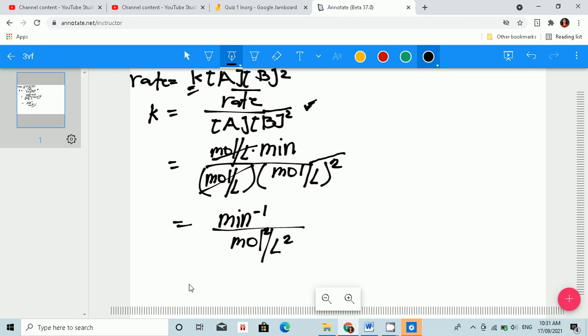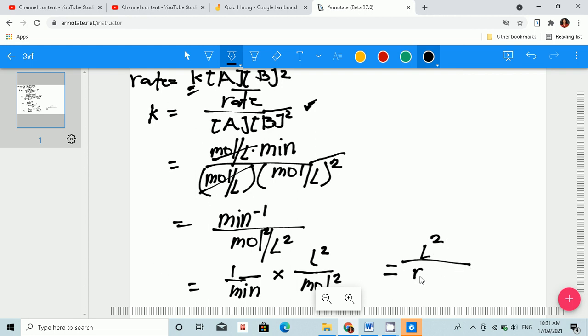Note that minute raised to the negative 1, that is 1 per minute. Any number raised to the negative 1 becomes a fraction, that is 1 over the number. So we have to multiply by the reciprocal. So this is liter square, and then mole square. So we have here the unit of K, which is equal to liter square per minute mole square.